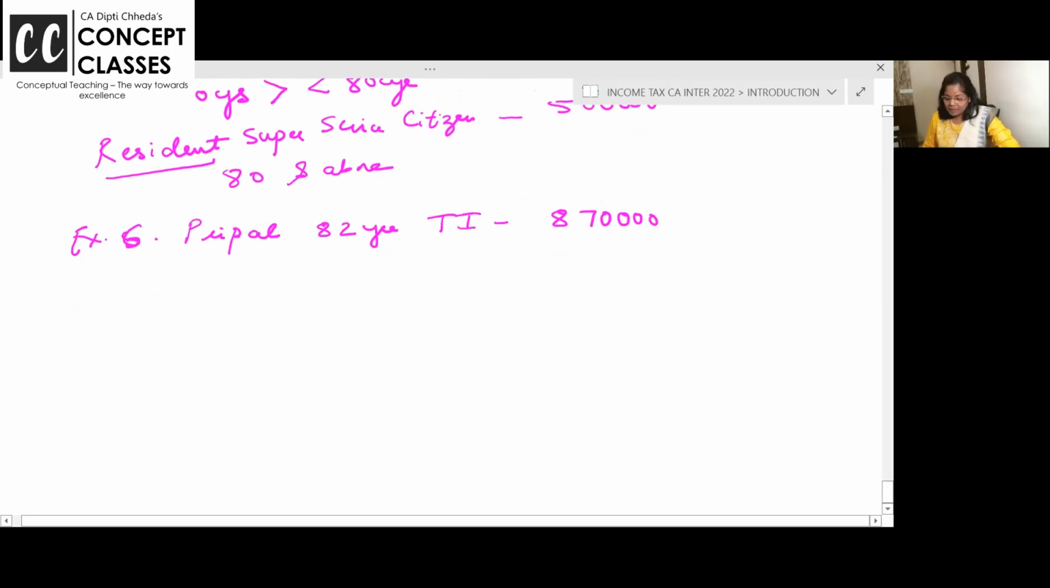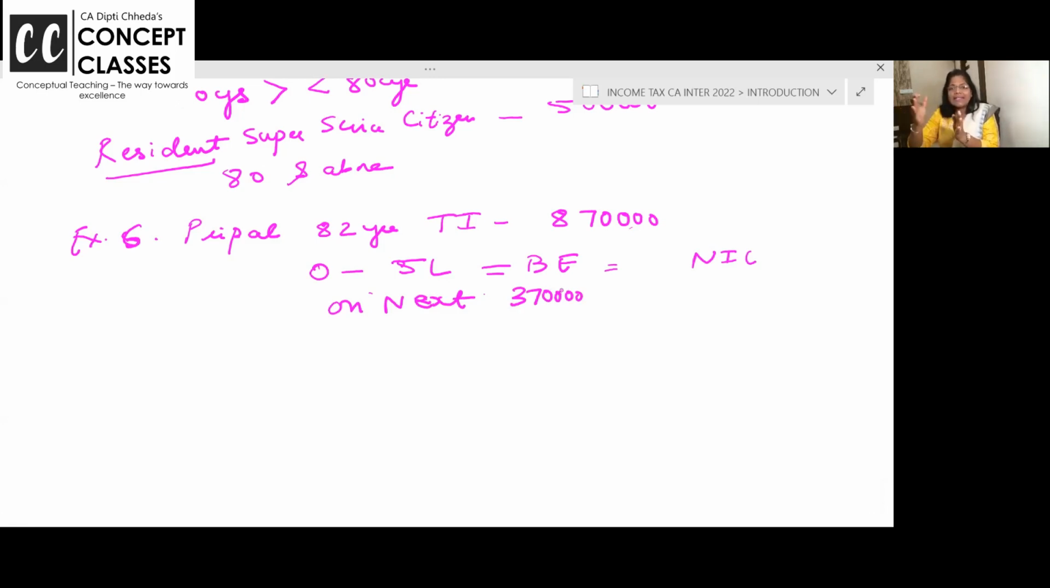Pritpal's total income is 8,70,000 and he's of 82 years. How will you calculate the tax? For 82 years, 0 to 5 lakhs is basic exemption and it is nil. I'm teaching you a simple way. Sometimes, you can write the total income and go on minusing also. Out of 870, up to 5 lakhs, the tax is nil. Pritpal, you are a super senior citizen, 80 years and above. Up to 5 lakh, the tax is nil. Above 5 lakh, on the next 3,70,000. 370 comes between 5 lakh to 10 lakh. Yes or no? 8,70,000 is between 5 lakh to 10 lakh. So on this, 20%.